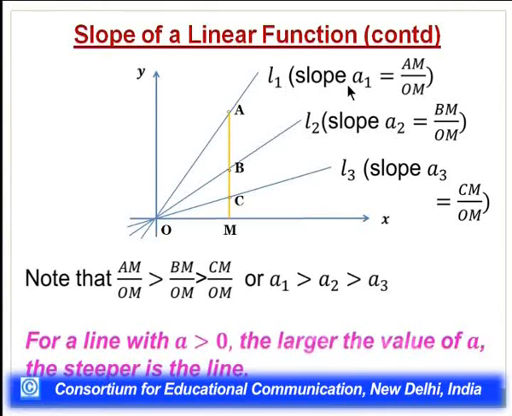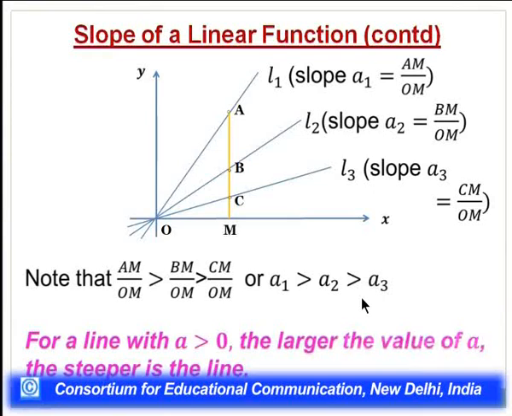The slope of line L1, let's represent it as A1, is going to be given as AM upon OM. The rise is AM, and the run is OM. So the change in vertical, change in Y, is AM divided by OM. Similarly, the slope of line L2 is BM upon OM, and the slope of line L3 is CM upon OM. And you can clearly see here that AM upon OM is greater than BM upon OM is greater than CM upon OM, which is to say that the slope of line 1 is greater than the slope of line 2 is greater than the slope of line 3.